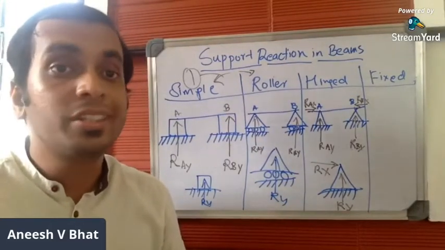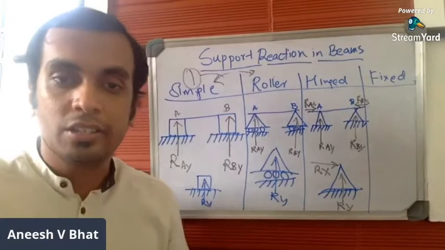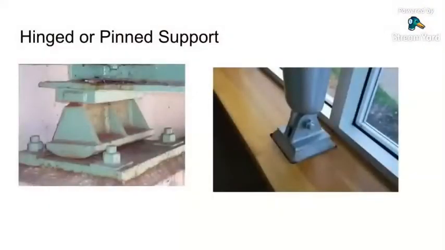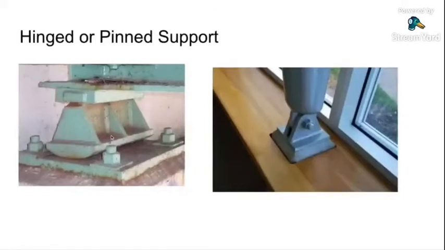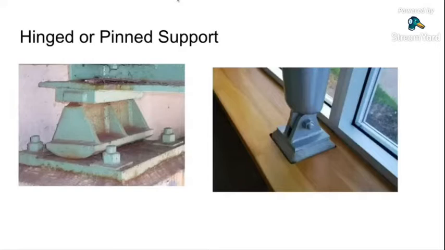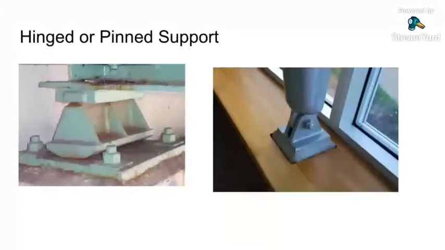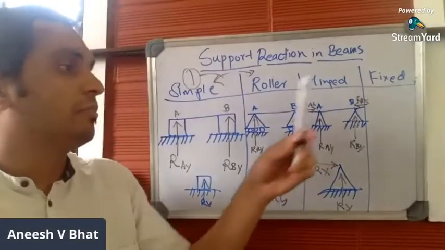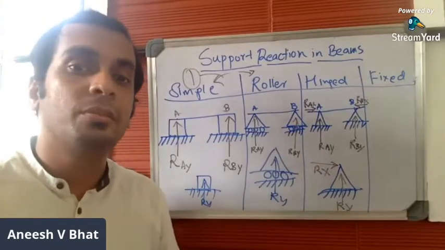So these are the first three types. I'll just show you the example for hinge support as well. A small real-time example of hinge support. This is how support is being hinged here. So this is an example for hinged support. This is how it goes. And the last type, final type, is fixed support.